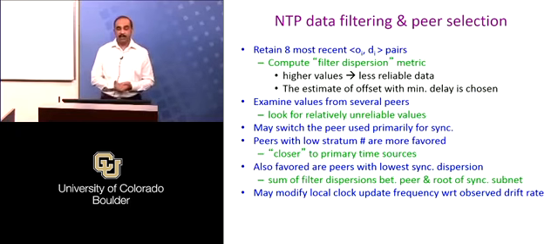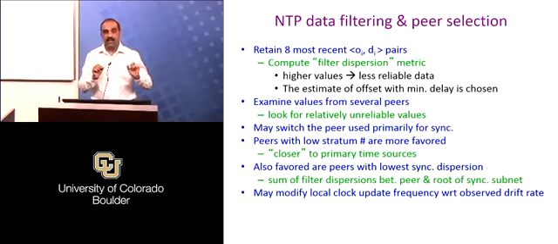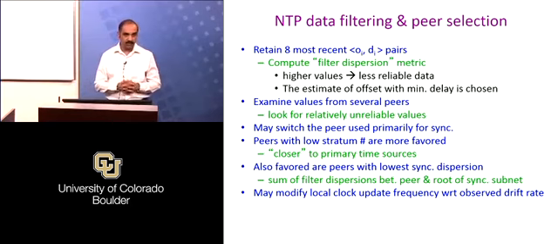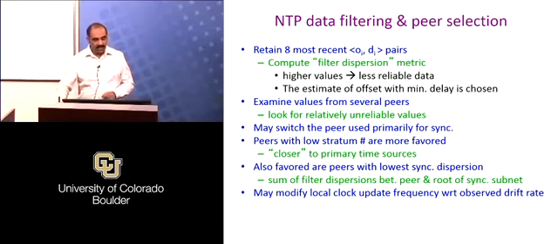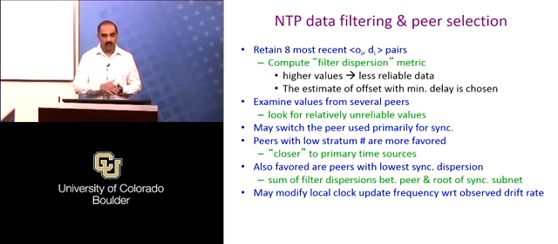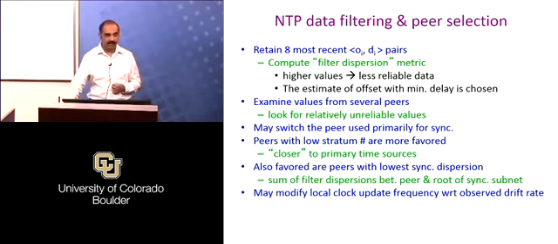So how does NTP work with this? NTP calculates this offset O_i and D_i, these pairs, and it retains the eight most recent pairs. It does this at regular intervals, and based on those eight pairs it applies filter dispersion. This is something I'm not going to cover here, but we'll learn it through our homework. Through this, it calculates the O_i that it finds to be the most accurate, and that's the one it uses.